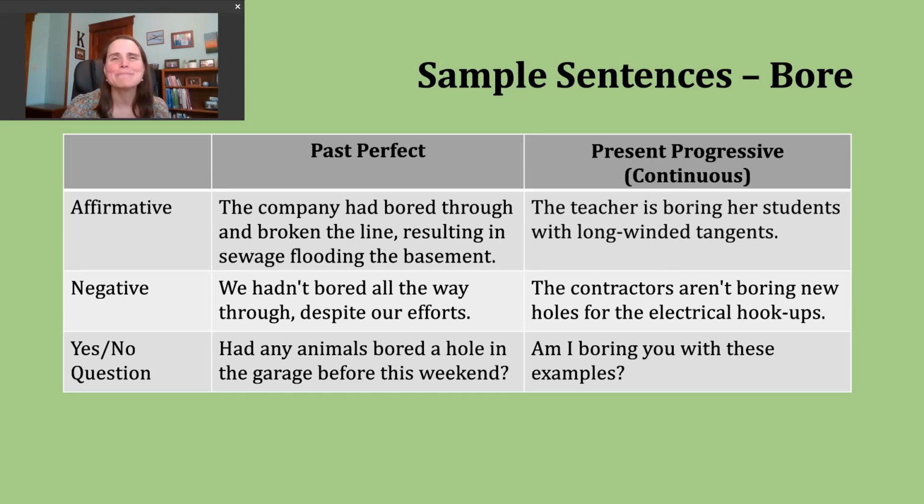Finally, let's look at making a yes or no question in the past perfect. To do that, start with had, then you're going to want to use your subject, and then the participle form of the verb. Here's another example. Had any animals bored a hole in the garage before this weekend? So again, pretty common to see before in our past perfect sentences. We're again wanting to know if this action had ever occurred before this time.